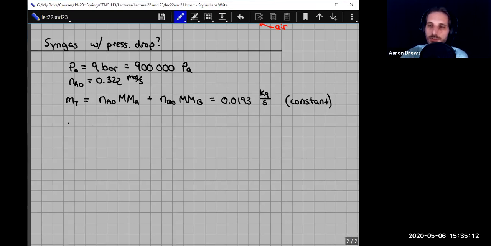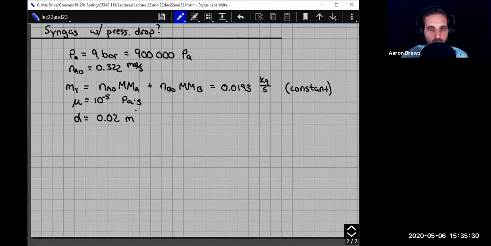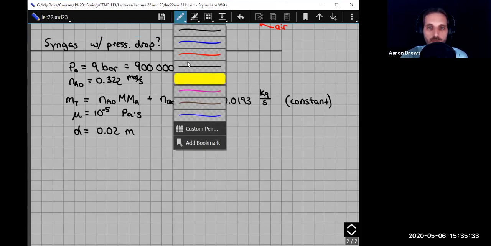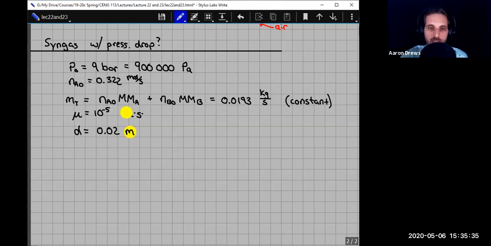How many conservation equations do we really have? Not that many. Mu, our viscosity, it's a gas, so we're just going to write it as 10 to the minus 5 pascal seconds. The diameter of our tube is 0.02 meters, which is 2 centimeters. Notice that I'm trying to keep the units in base SI. I've used meters. I've used pascals because pascals is all in base units. Kilograms up here, seconds over here. Pascals again for pressure up here.